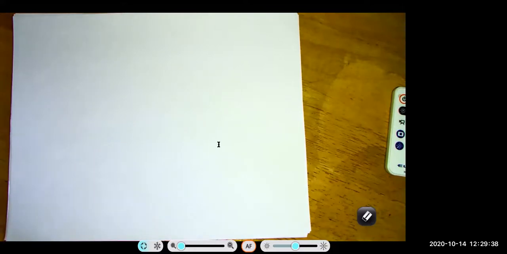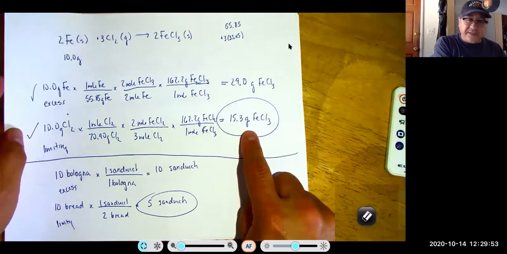Now you said that there was a number 3 that also had a limiting, correct? No, it's the theoretical yield. Oh, the theoretical yield is the amount that you make based on the limiting. So I'm going to go back to this problem here. That's the theoretical yield.